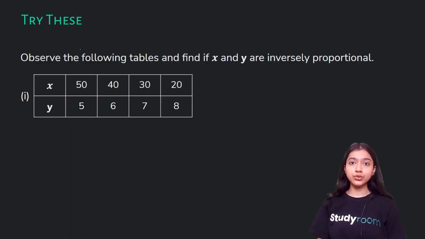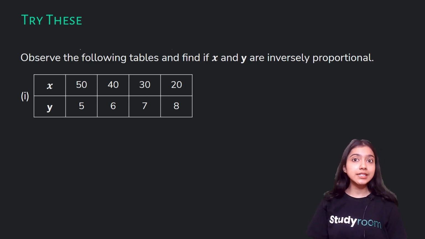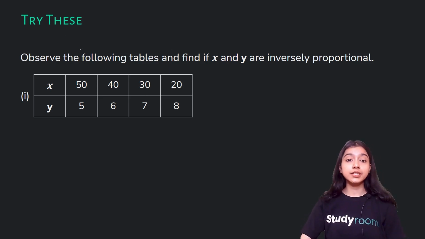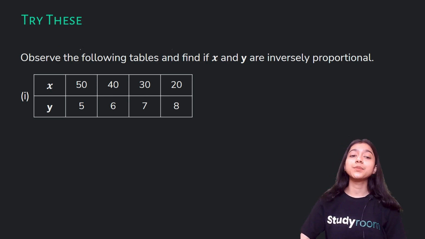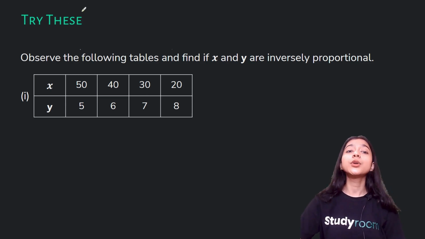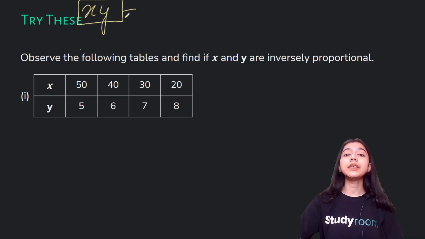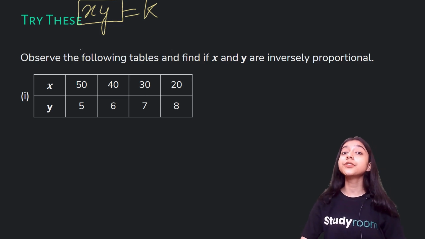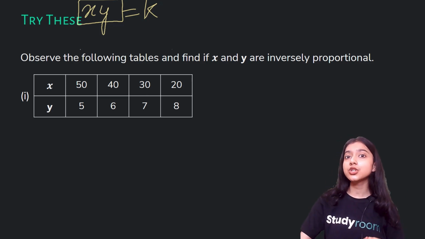The next question on your screen reads that observe the table given below in which there are two variables x and y, and you have to check whether x and y are inversely proportional to each other or not. So, for checking that, first of all, we need to know the condition for x and y to be inversely proportional. The condition that I taught you was that the product of the variables, that means x multiplied by y, should be a constant number. That means that in each of these cases, when we take the product of the first variable x with the second variable y, then the product needs to be equal in each of the cases.